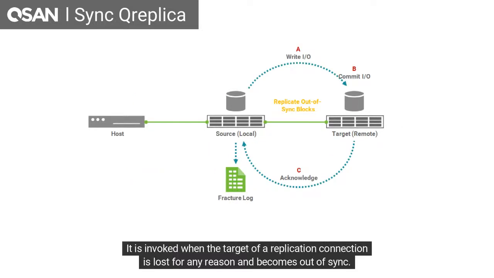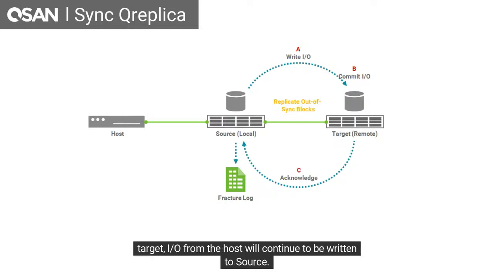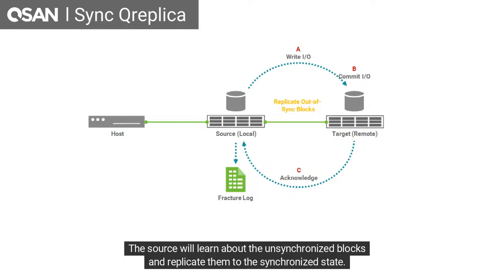It is invoked when the target of a replication connection is lost for any reason and becomes out of sync. For example, when an incident such as a network interruption occurs, the source cannot replicate the data to the target. I/O from the host will continue to be written to the source. The fracture log is kept updated until the incident is resolved. The source will learn about the unsynchronized blocks and replicate them to the synchronized state.